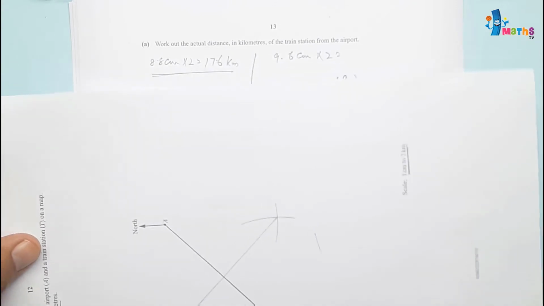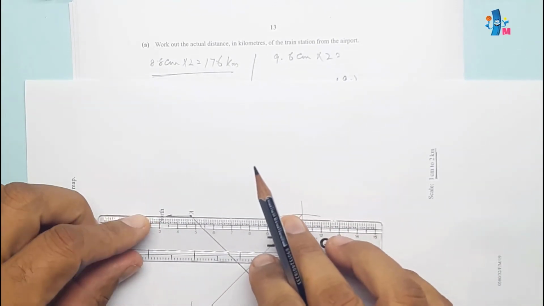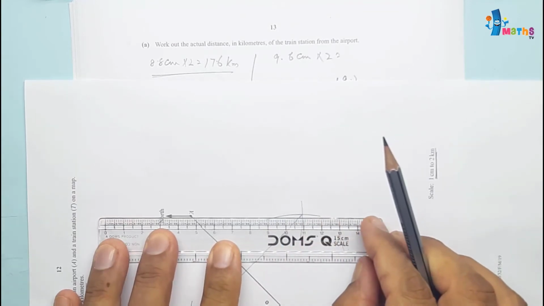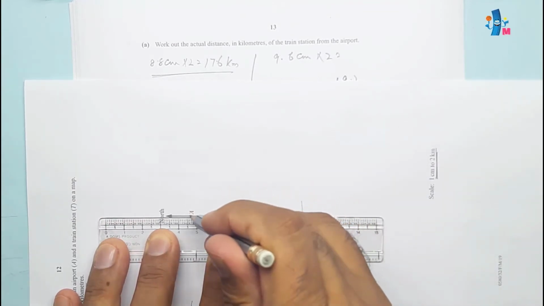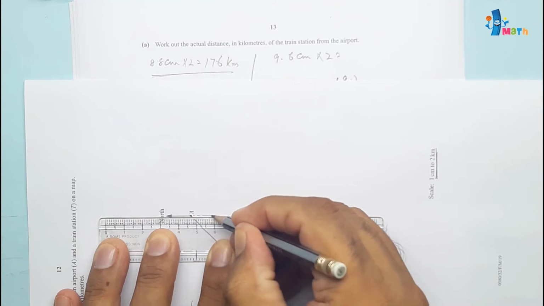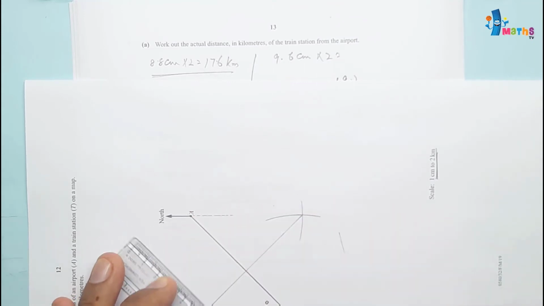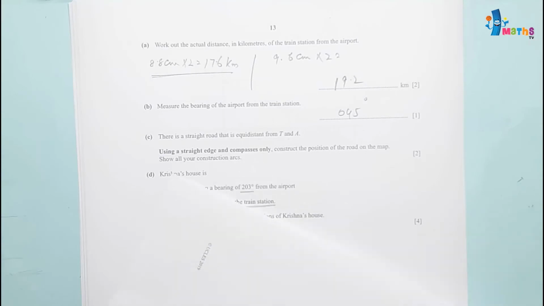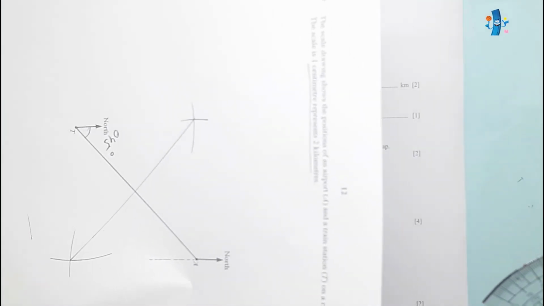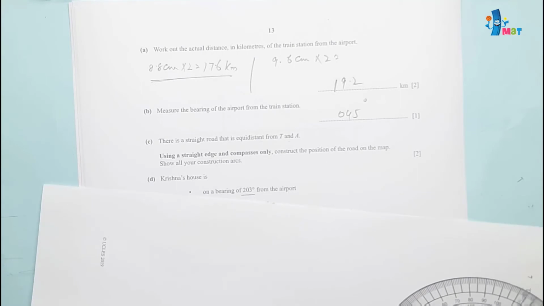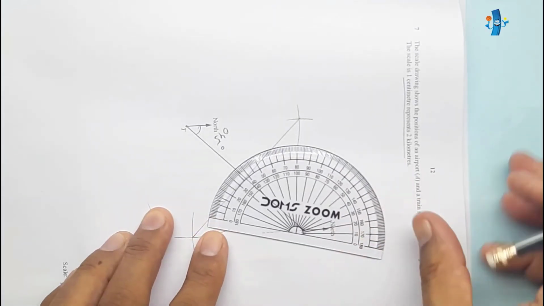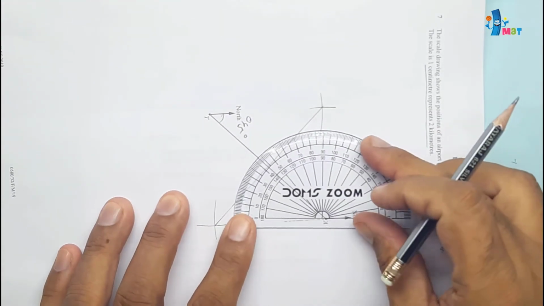So 203, first we can extend this one. This will be 180 degrees. We can draw a dotted line like this one. So this is 180 degrees, and we need 203. So 180 plus 20 will be 223. So we have to draw an angle of 23, which is over here.